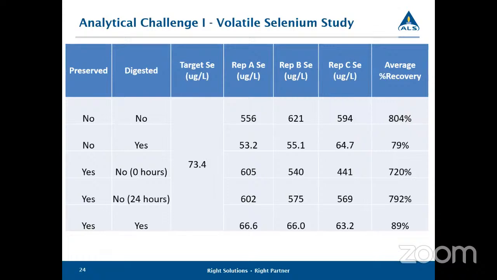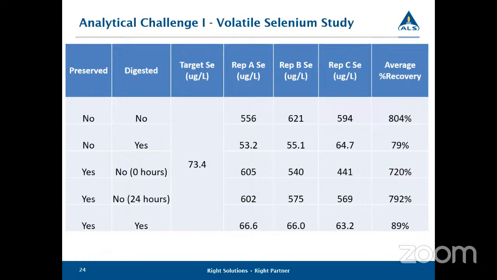We weren't just driving it away. We can spike with volatile species and get good recovery. So this is really important when we see samples that we suspect might have volatile species. We digest the dissolved. Now the client's getting results that make more sense to them when comparing the total and dissolved.